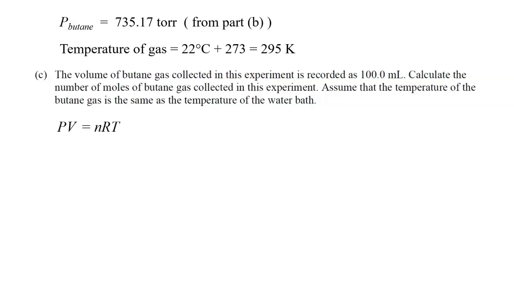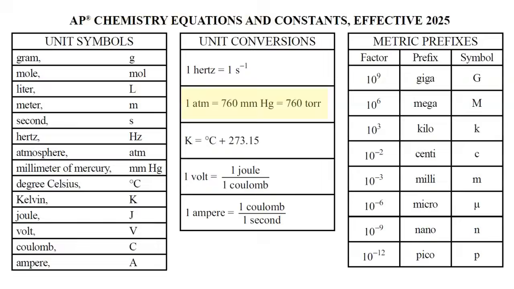So here is our ideal gas law. Let's go ahead and calculate the number of moles by solving for n. So n represents the number of moles. So n equals P times V divided by R times T. Now the pressure is supposed to be in atmospheres, but right now the pressure of the butane from part B is 735.17 torr. Remember how to convert from torr into atmospheres.